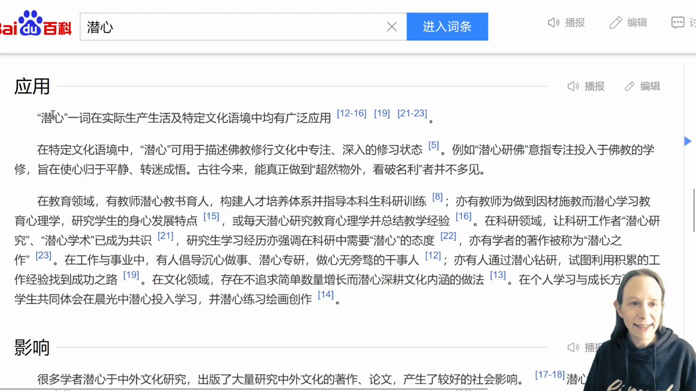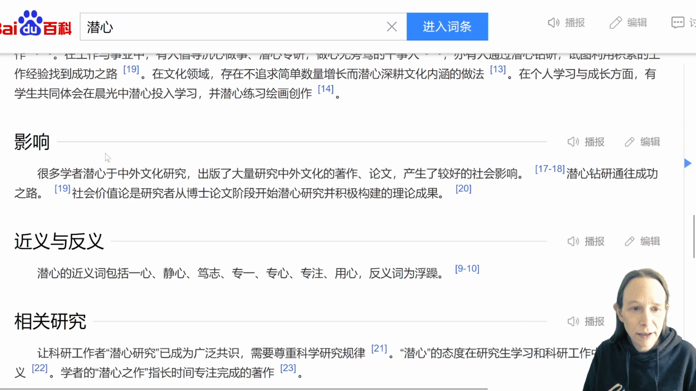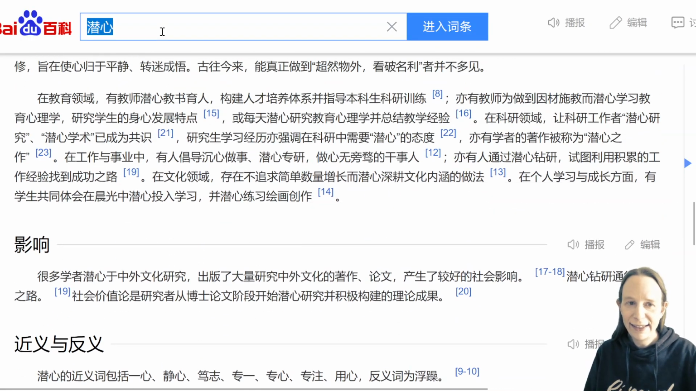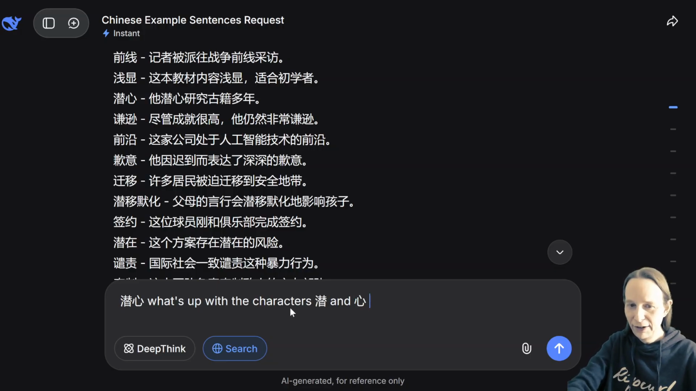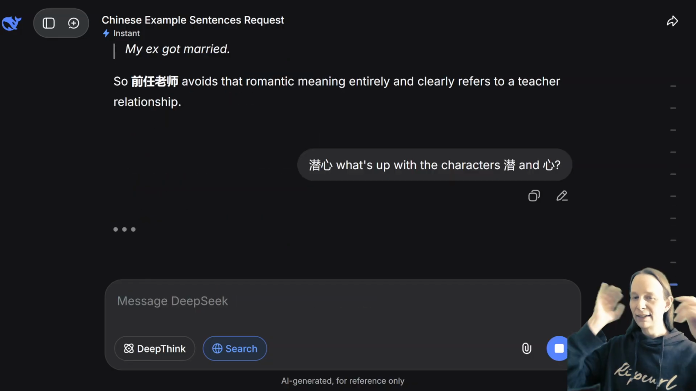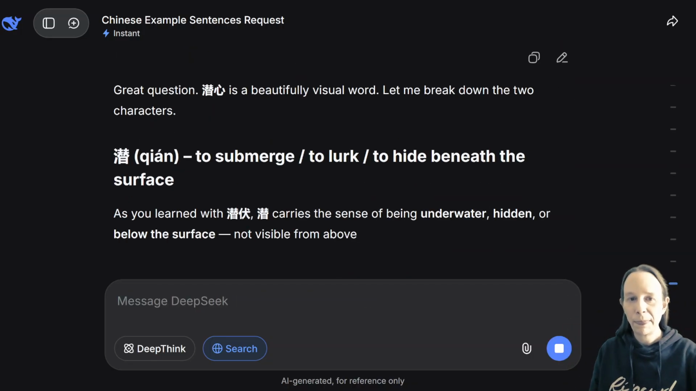What's up with the character? 正常生. Why is it 潜? The xin makes sense. What's up with these characters? This one. You know, you're quite a character. All right. Great question.